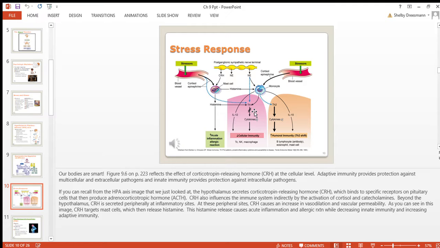So basically what I gathered from this is CRH can work not only on the pituitary, but it can work on mast cells. And it can go to the inflamed site, vasodilate, and cause vascular permeability to attack the pathogen that has invaded. And when it attaches to mast cells, it causes the release of histamine. This release of histamine decreases innate immunity and increases adaptive immunity. Okay?